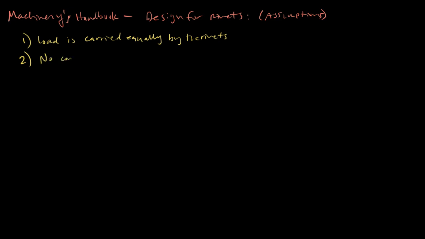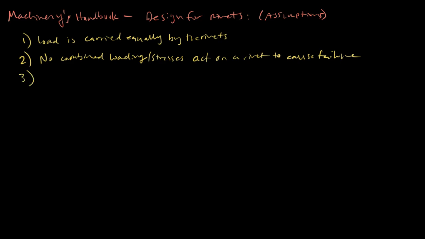There is an assumption that there's no combined loading, or no combined loading or stresses act on a rivet to cause failure. And obviously for the rivet, the primary failure mode is shear. And the third assumption is that the shearing stress is uniform across the cross section in question, or across the cross section of the rivet.